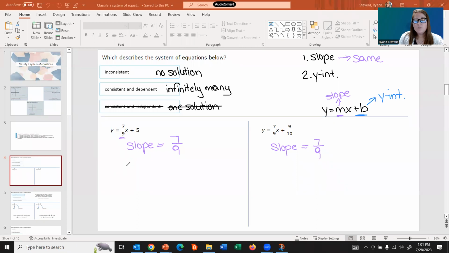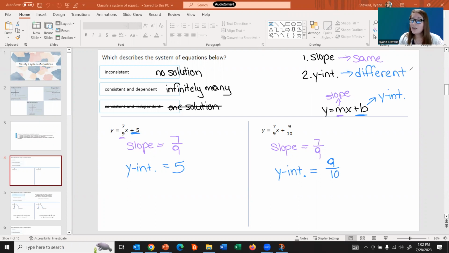Then once we've checked the slopes, now we want to check the y-intercepts. We want to say, okay, our y-intercept of this line is this +5. It's this in place of plus b, so we would have a +5. And our y-intercept over here is going to be 9/10. So in this case, our y-intercepts are different.